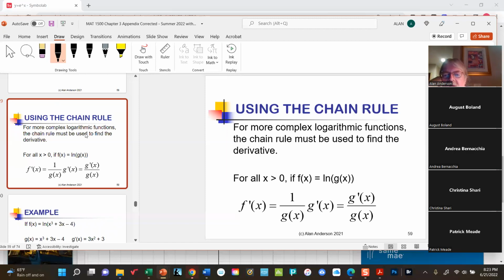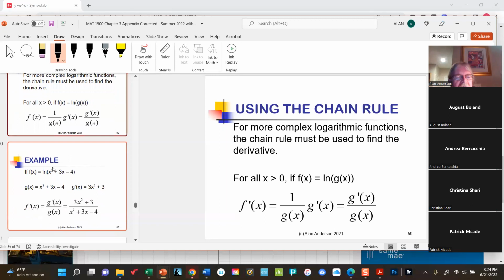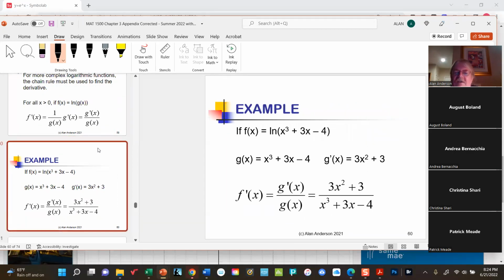So even for the most complicated logarithms, the derivative isn't really that complicated because you're just taking the derivative of g of x, whatever it is, and dividing it by the original function g of x, and that's it. That's all you have to do. So let's look at a few examples. So, for example, here's one.